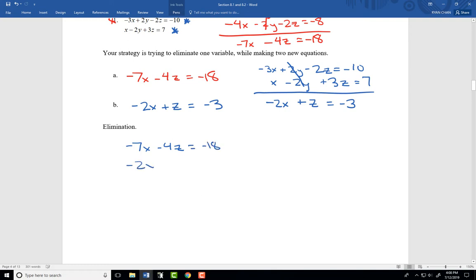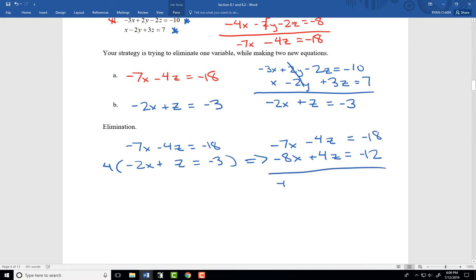I'm going to multiply the bottom row by 4 to get rid of z. So this is the following: negative 8x plus 4z is equal to negative 12, and negative 7x minus 4z is equal to negative 18. So we're going to combine. I have negative 15x equals negative 30. I'll divide both sides by negative 15, and I have x is equal to 2. Okay. So I got one of my variables.